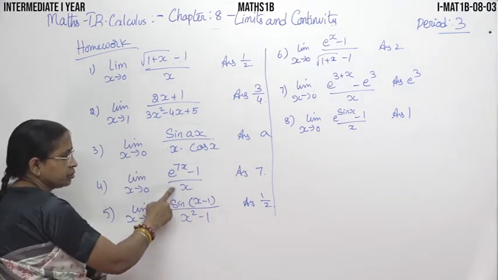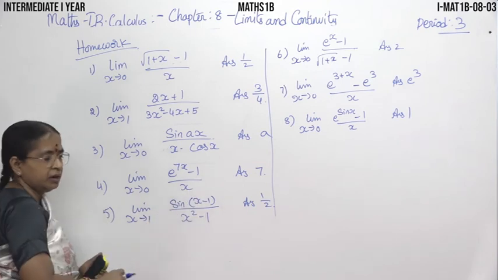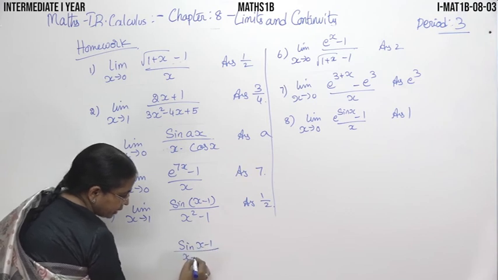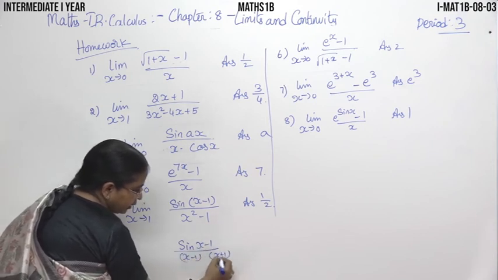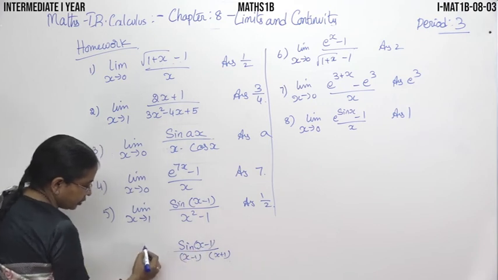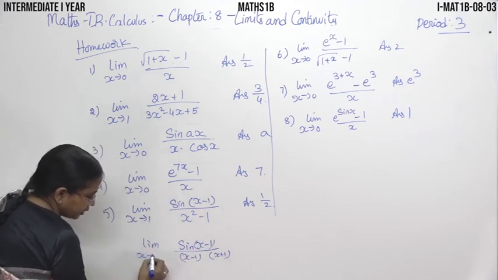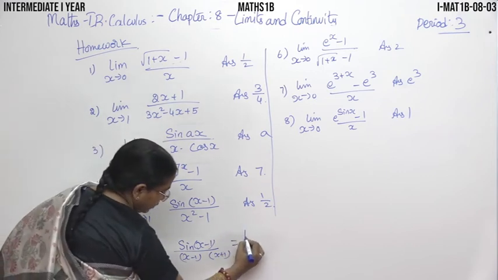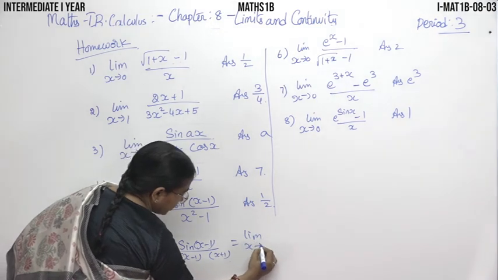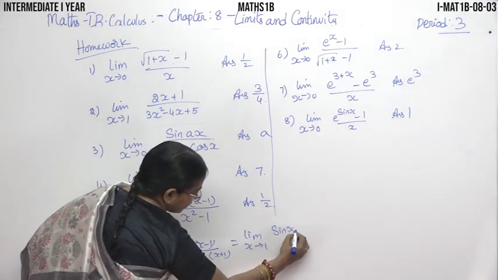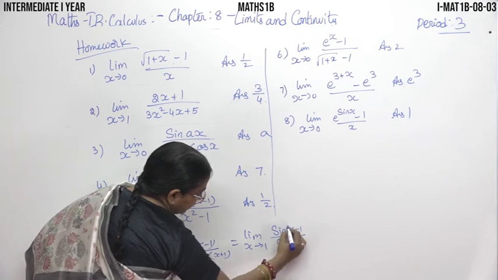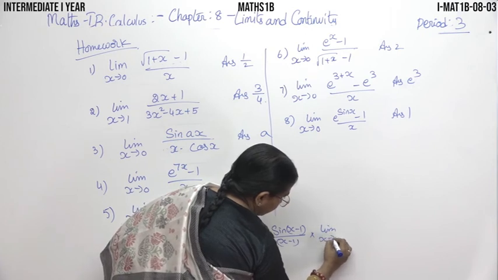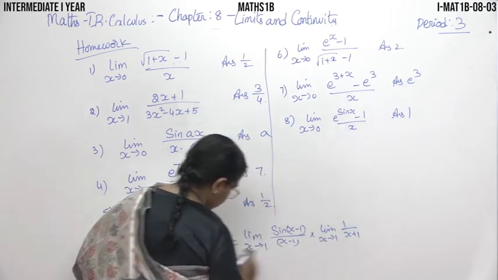Here again, to reduce it to the standard form, multiply and divide by 7. And here you will write sin x minus 1 by x minus 1 into x plus 1. So x minus 1 tends to 0. So you will write limit x tending to 1 of sin x minus 1 by x minus 1 into 1 by x minus 1, so into limit x tending to 1 of 1 by x minus 1. So like this you will split.